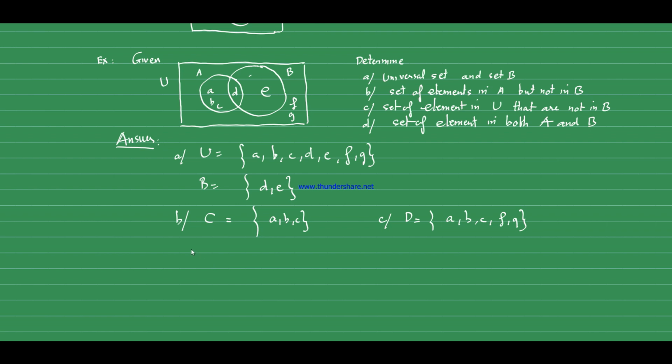Okay. And finally, in both A and B. So there's just one element, right? So B. Okay. Very easy, right? You just need to observe the picture and you can get the element out of it. Okay. All right.